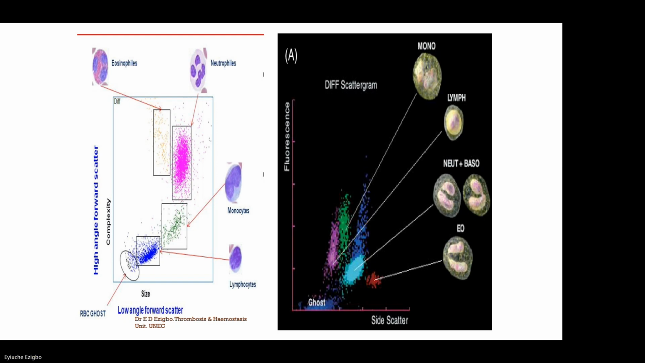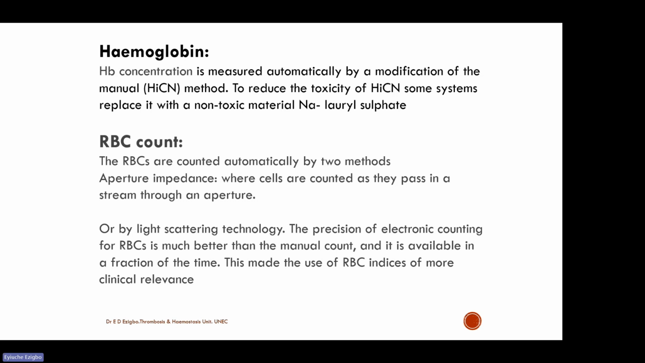Okay, this is another diagram depicting this drawing. So this is how these machines count white blood cells. All these principles we've been talking about, reflection, refraction, diffraction, we are trying to count white blood cells.